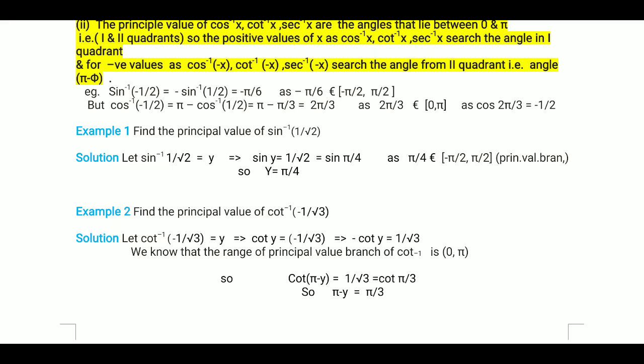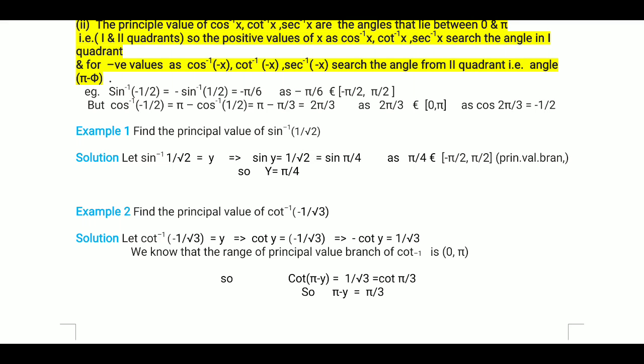Now I am taking an example with the concept of above two. Find the principal value of sine inverse 1 by root 2. Let sine inverse 1 by root 2 be y. That means sine y is 1 by root 2, which is equal to sine pi by 4, as sine pi by 4 is 1 by root 2. So y is equal to pi by 4, as pi by 4 belongs to minus pi by 2 to pi by 2, the principal value branch of sine inverse.